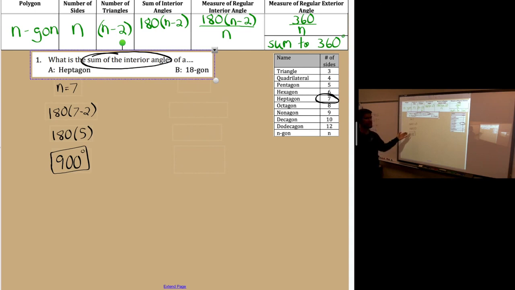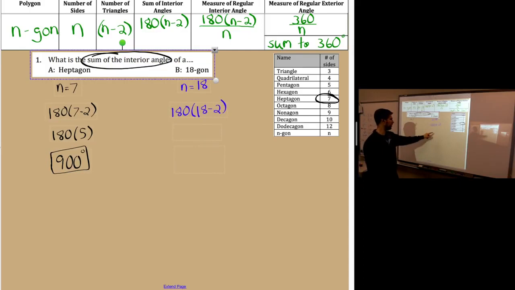What about the sum of the interior angles of an 18-agon? Now remember, when we were doing our chart, the n-gon, n told us the number of sides. And so an 18-agon means that n is equal to 18. Simply plug that into our equation up there. We get 180 times 18 minus 2. 18 minus 2 is 16. And then 180 times 16 gives us 2,880 degrees.